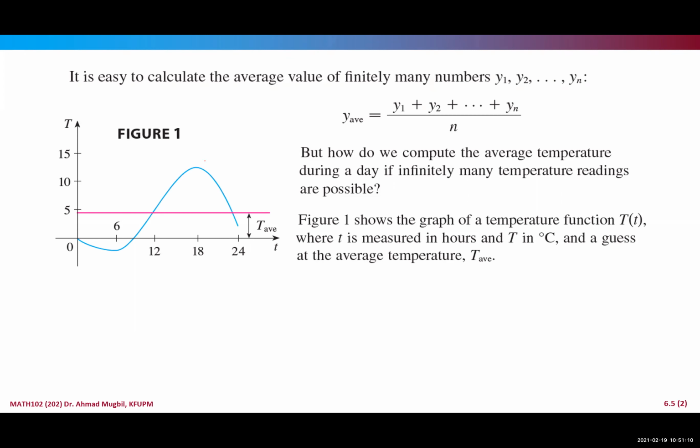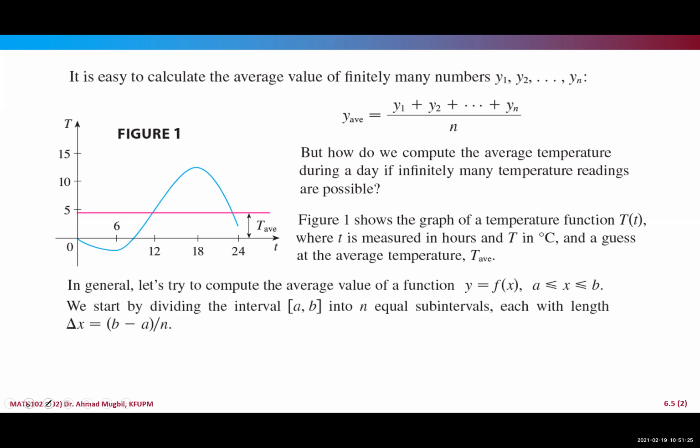This figure shows the graph of a temperature function, and we need to find the average temperature. So our f here, the function, is the temperature. In general, let's say that we have a function over a closed interval. How can we approximate the average if we cannot find it exactly?